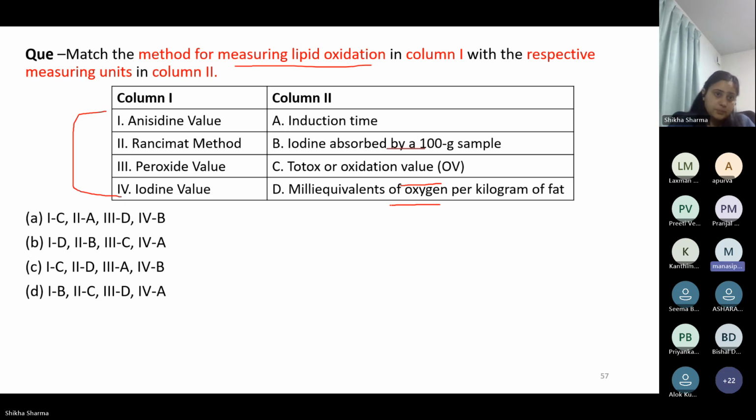Option A, ma'am. Option C. Option A. So we are getting mostly option A. So many of us are saying option A. So please, can anyone share how you are solving this?